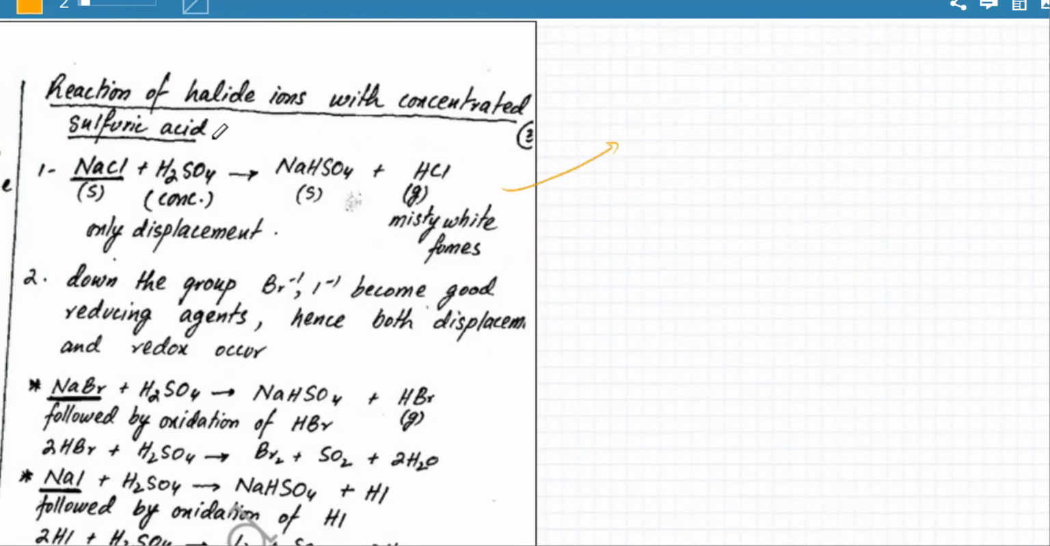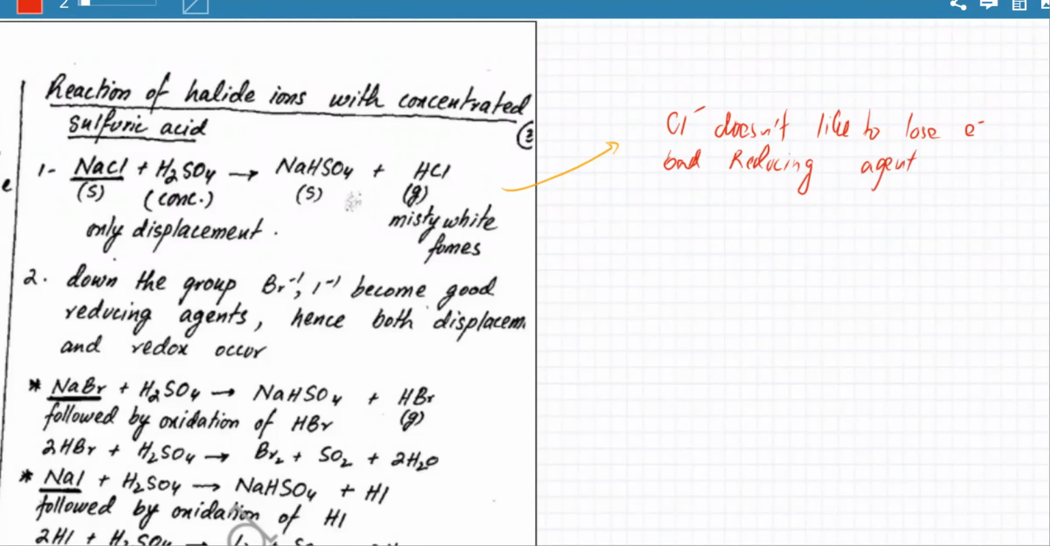What did we just study about Cl-1? We studied Cl-1 doesn't like to lose electrons. I mean, we already know this. Like if you see NaCl, the Cl-1 doesn't like to lose electrons. It wants to remain as Cl-1. It's a bad reducing agent.